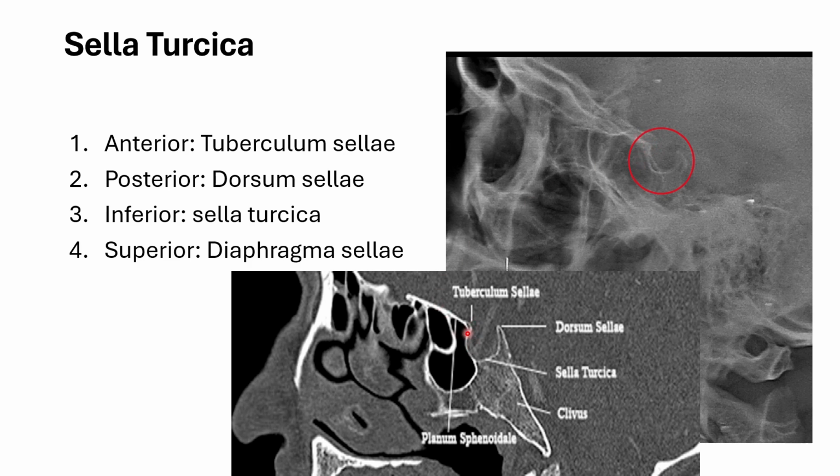We can see better in this CT sagittal image. This is the tuberculum sellae. The posterior wall is the dorsum sellae. The inferior floor is the sellar floor, and the superior wall is formed by the dura mater. So this is called the diaphragma sellae. This is the boundary of the sella turcica, and we look for normal size, expansion, and erosion of the sella.